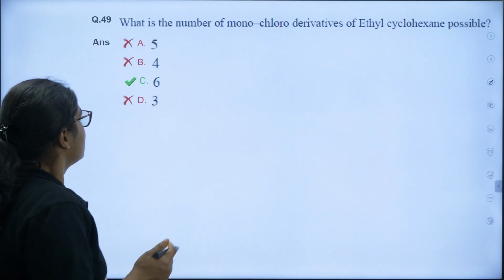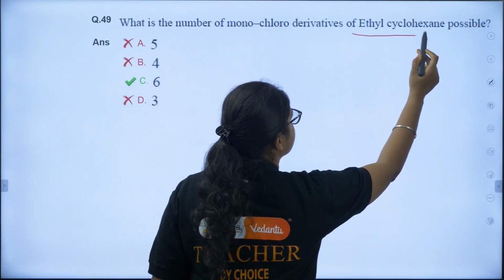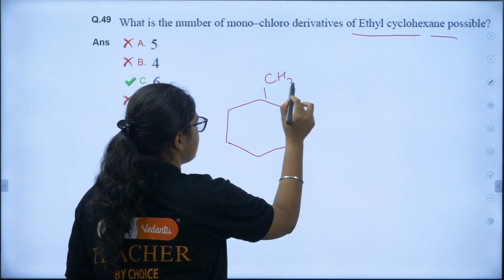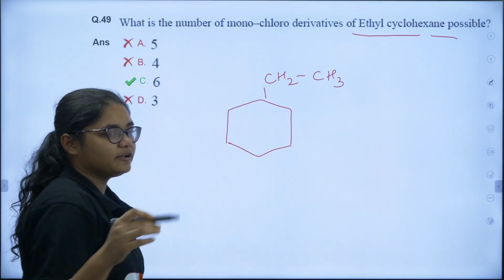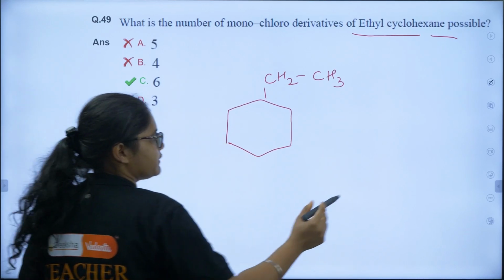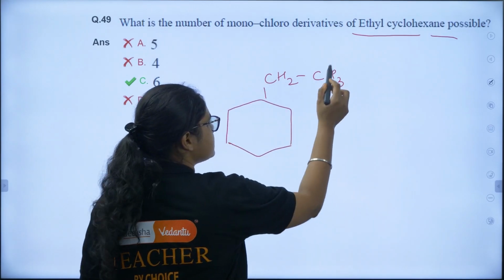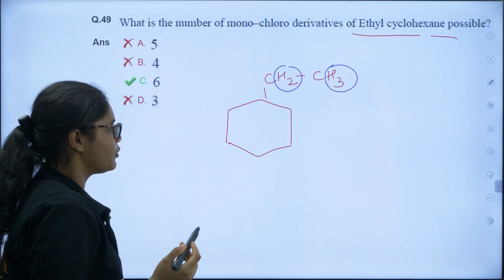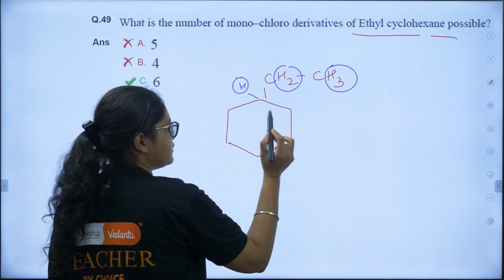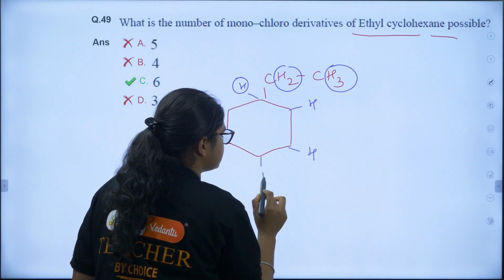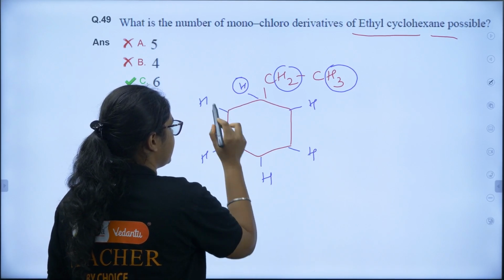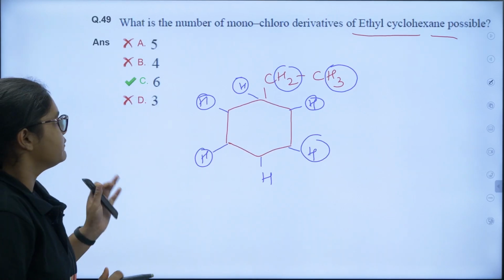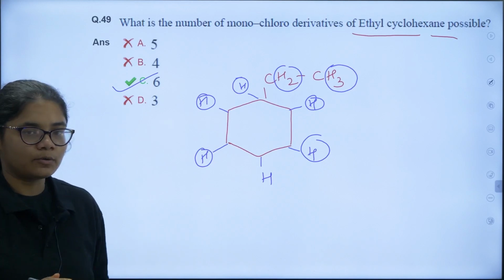Okay, next one. What is the number of monochloro derivatives of ethyl cyclohexane possible? So we have ethyl cyclohexane. So we have to see how many different products we can get. Okay. So one is, if you replace any of this hydrogen, we'll get one product. If you replace any of these hydrogen, we'll get another product. Here we have one hydrogen, so that will be third one. Here this is fourth, this is fifth, and then this is sixth. These three are same as this one, right? This is same as this is same as this. So we have 6 different types of hydrogen. So we will get 6 products. So correct answer for this question will be option number C.